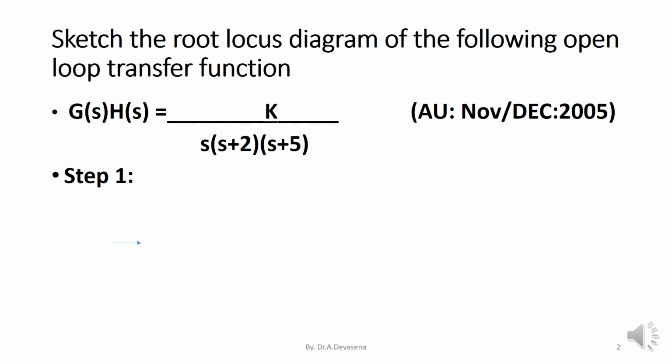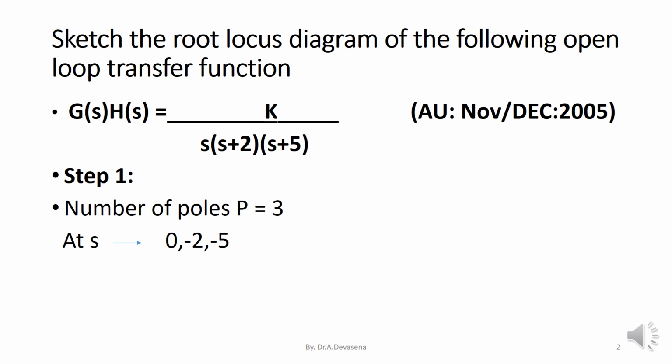Step 1. First we have to identify the number of poles and zeros in the given open loop transfer function. In this problem, the poles are at s is equal to 0, minus 2, minus 5. We have 3 poles. And in this problem, the number of zeros is z equal to 0.